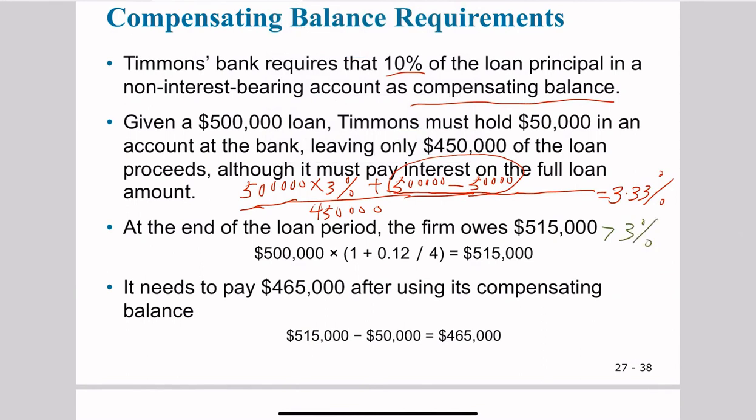And you can see that again, this is larger than the APR of 3%, right? Because we have a 12% APR with quarterly compounding. So the per quarter interest rate is 3%. And due to the compensating balance, the effective interest rate is larger than 3%.